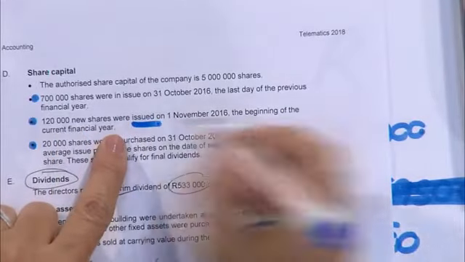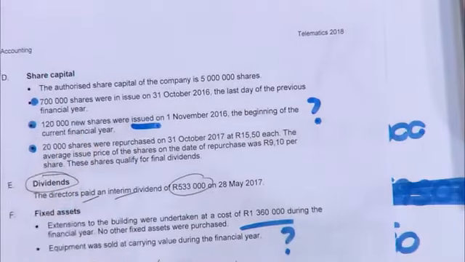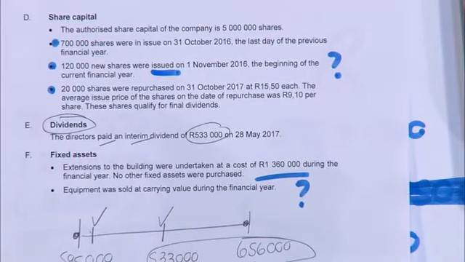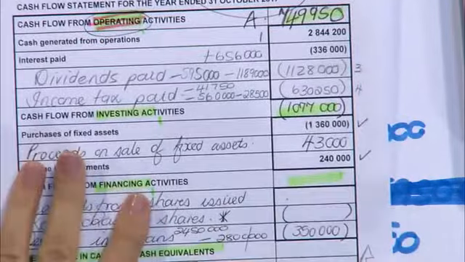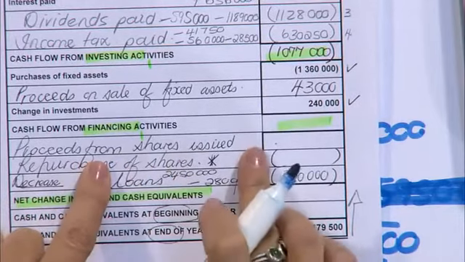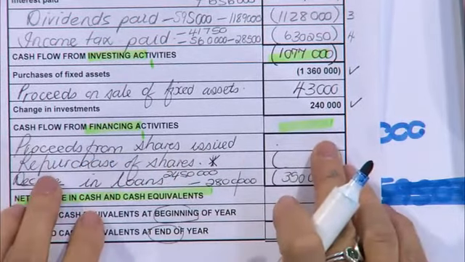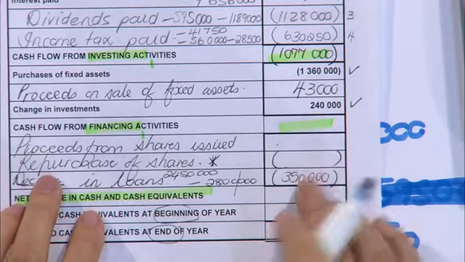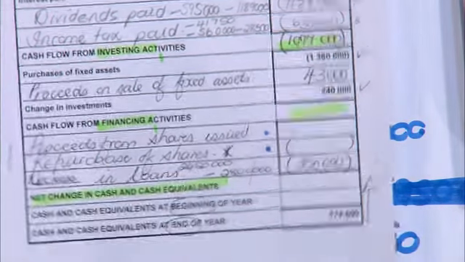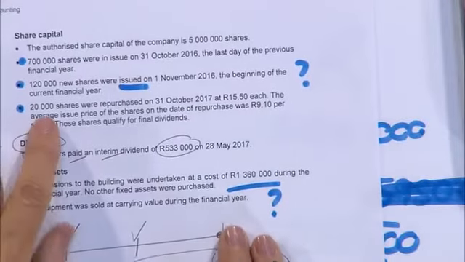They were issued at question mark amount, okay? Now, normally that would be a problem. Let's go look at your answer page. Proceeds from shares issued must be worked out, as well as repurchase. I still have not got those. I'm looking for more information. Right. Look at this one.